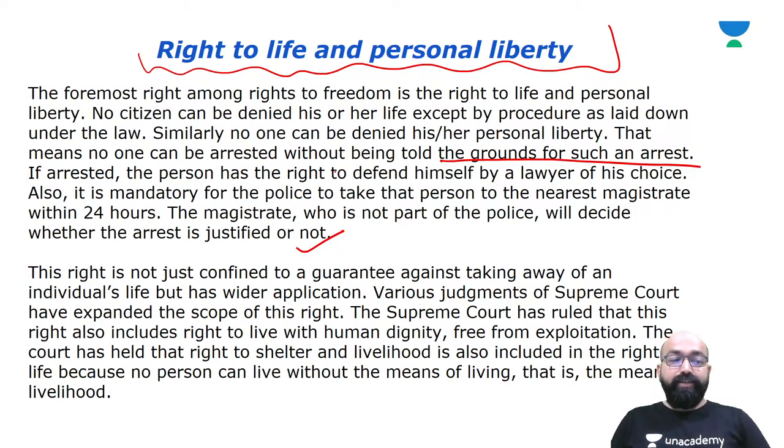Now understand how our constitution is providing the right to life and personal liberty. So that's why we have discussed why the democracy system is important, where a person can enjoy various rights. So, right to life and personal liberty. No citizen can be denied his or her life except by the procedure as laid down under the law.